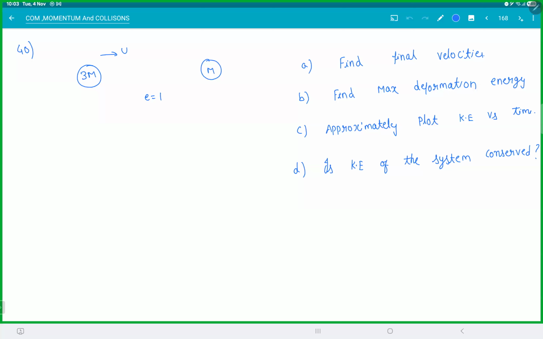What is the catch? How do you find maximum deformation energy? So let me ask you this, forget about that. Can you tell me the answer for D? Is the kinetic energy of the system conserved, true or false? E is equal to 1, it's a perfect elastic collision. Is the kinetic energy conserved, yes or no?